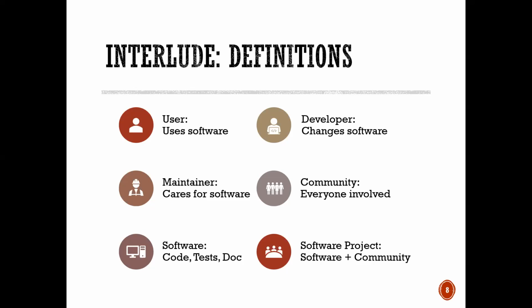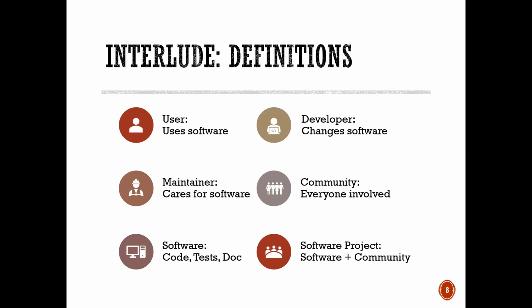A maintainer is someone that not only changes parts of the software, they are often also developers, but they also take some sort of responsibility for the project as a whole. So they care for the software as a project. And finally, the community of a software project is actually everyone involved. That means the maintainers, the developers, the users, but potentially also PIs, or people who provide funding for the project, or people who provide outreach for the project. So it's actually a bigger category than only the three previous categories.